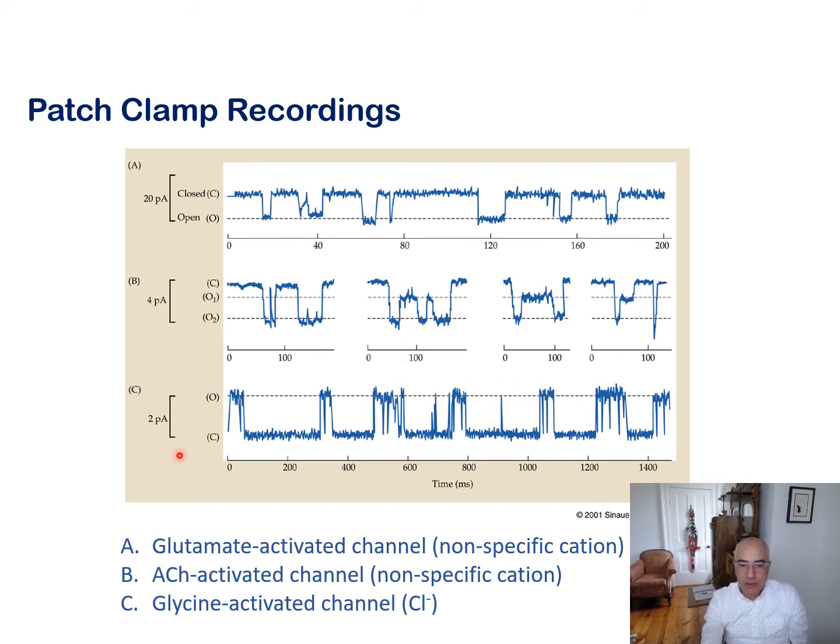At the bottom, you have another transporter, neurotransmitter receptor. This is a glycine-activated chloride channel. Here, the closed state is down here, and the open state is up there. And you can see the movement of the channel, the gating of the channel is kind of random between the closed and open state. So it's not like it's always open or it's always closed. It keeps moving between these states.